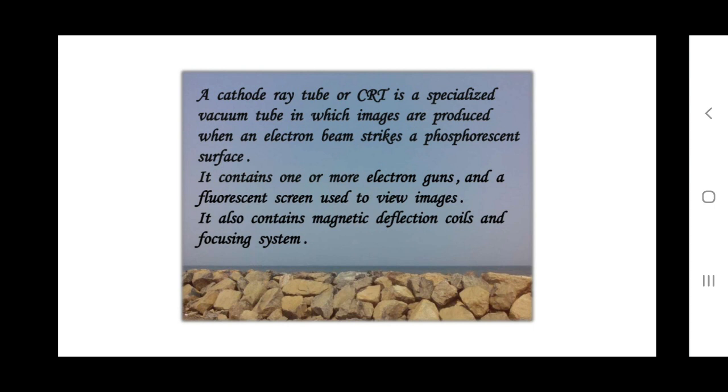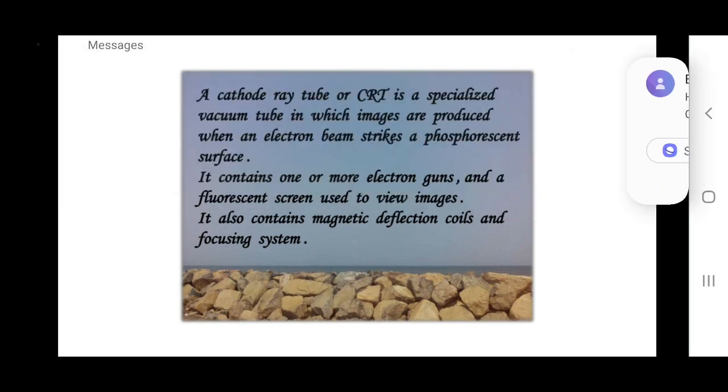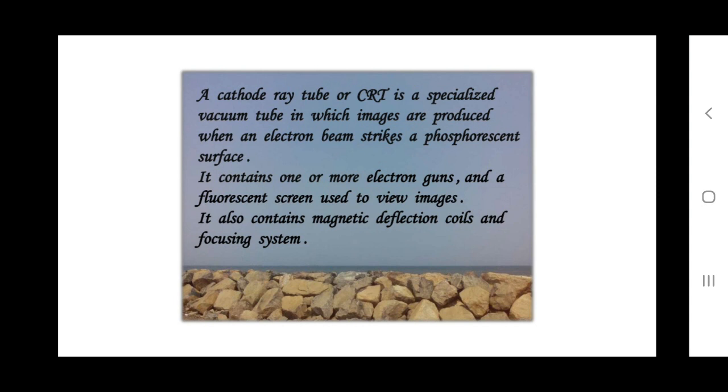This is a tube that is filled with a vacuum and produces an electron beam. It shows on a phosphorescent screen. It consists of one or more electron guns and a phosphorescent screen used to view images. It also contains magnetic deflection coils and focusing systems. As shown in the 2D diagram, the conical flask is filled with a vacuum, and it has electron guns, a fluorescent screen, and magnetic deflection coils for the focusing system.